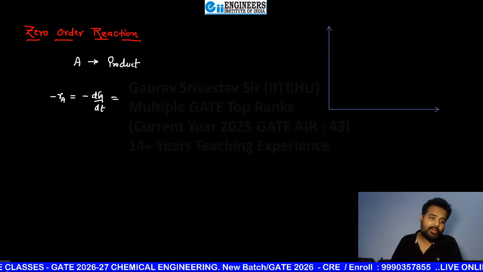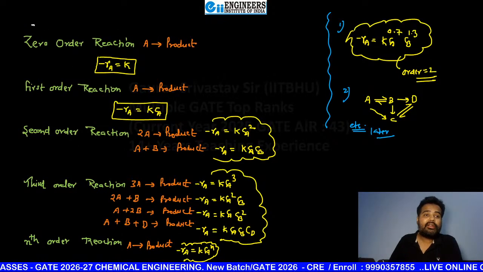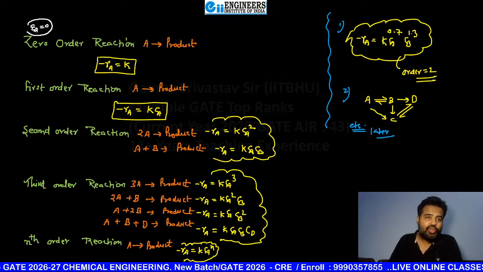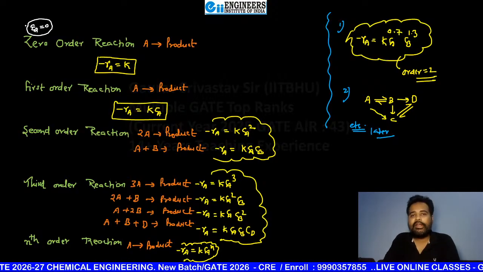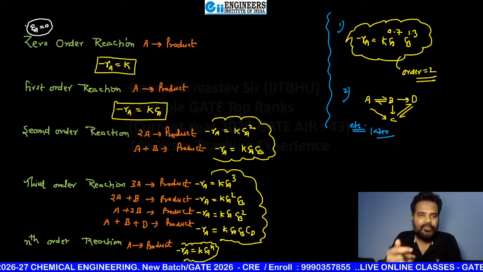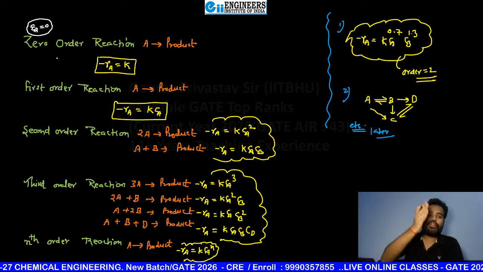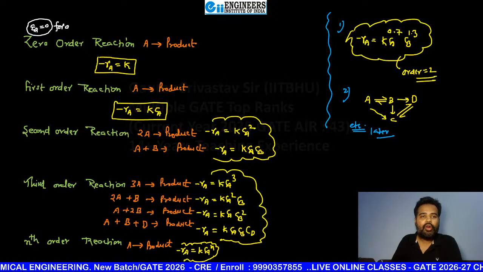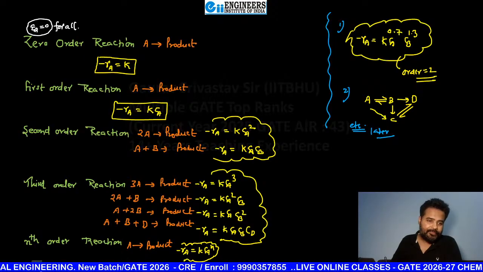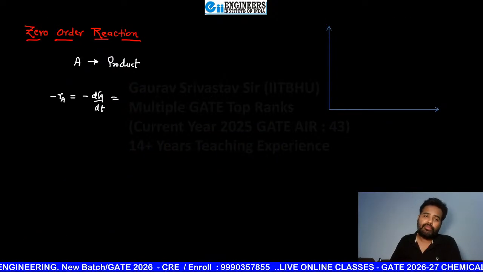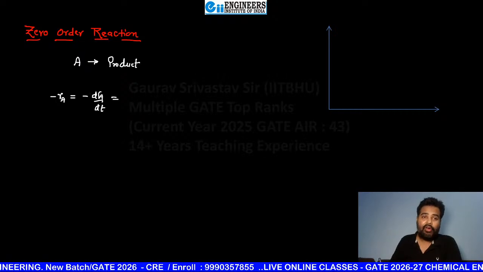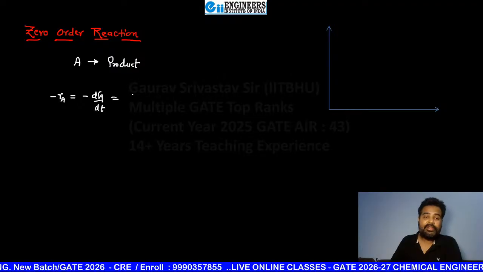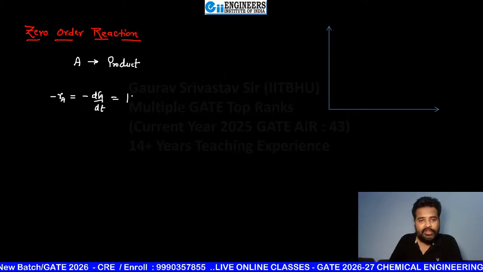One more thing, my dear students: all these things we are going to discuss for epsilon A equals 0 only. If it is not 0, what will happen? I will show you later in the second step. So this whole discussion is for epsilon A equals 0. Minus dC by dt you can write only if epsilon A equals 0. So minus R equals minus dC by dt, and here you can write just k.